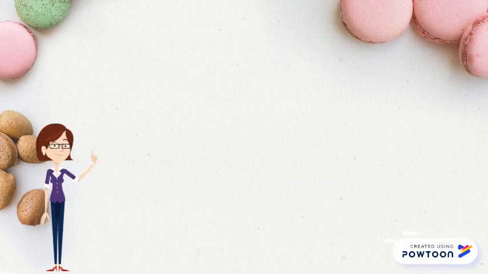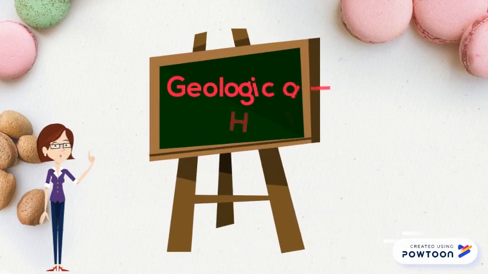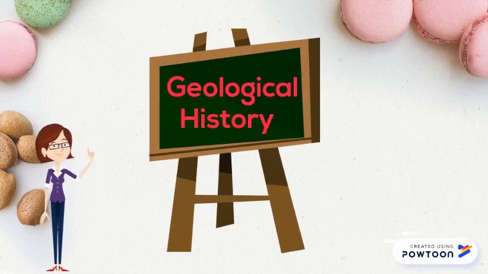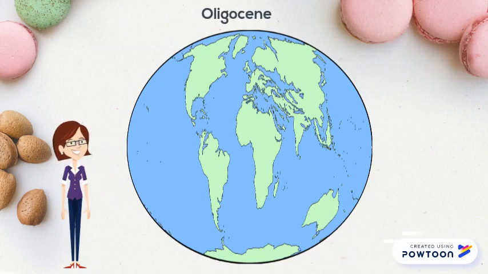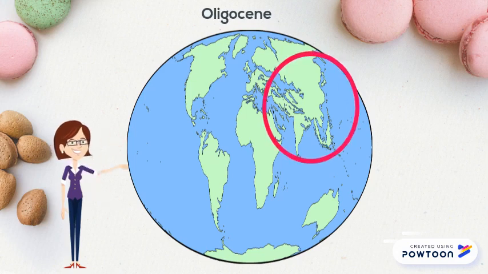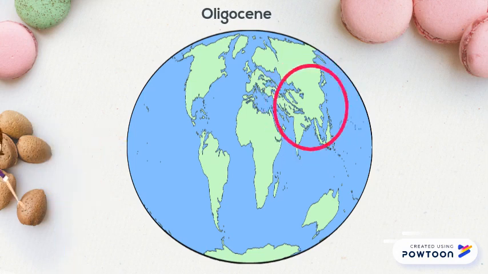The first factor was the geological history. During the Eocene period, Indochina, Burma and the Malay Peninsula were a continental area. Therefore, there was an opportunity for terrestrial fauna exchange during the Oligocene.